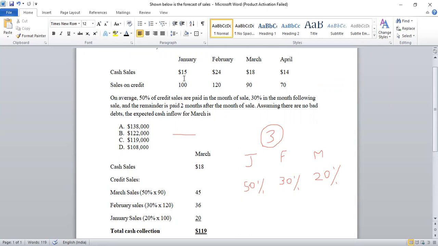Then coming to January, 50% will go to January, 30% will go to February, and 20% will come to March. So 20% of 100,000 is 20. Add them up to understand the amount of cash collected during the month of March, which is 119. Hope that's clear.